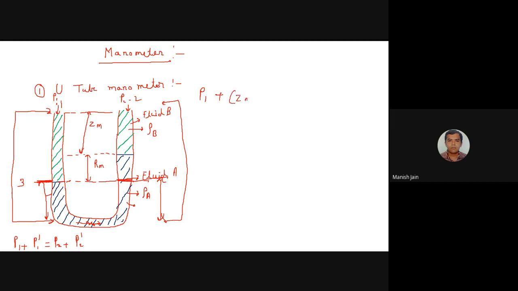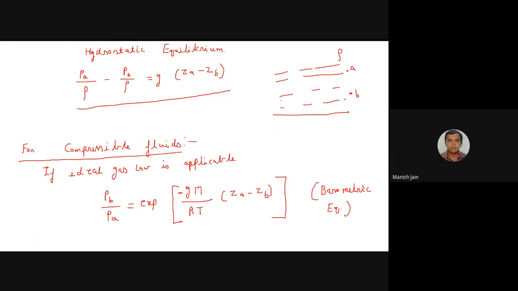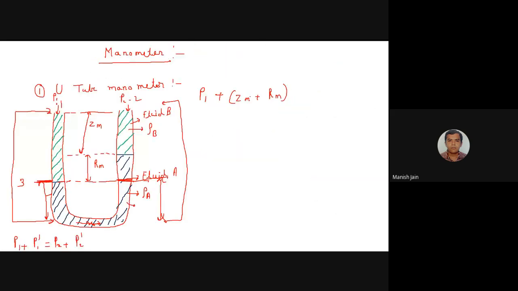So you have to write Zm plus Rm. Basically we are using the hydrostatic equilibrium equation: Pa minus Pb equals g multiplied by rho multiplied by the difference in height. So the difference in height is Zm plus Rm, multiplied by rho. Rho is rho B, because the green fluid has the density rho B, multiplied by the gravity constant g. So that is the amount of force, the hydrostatic pressure force, at this point. That should be equal to the force at the other tube, which should be equal to P2 plus this height, Zm, multiplied by rho B multiplied by g.